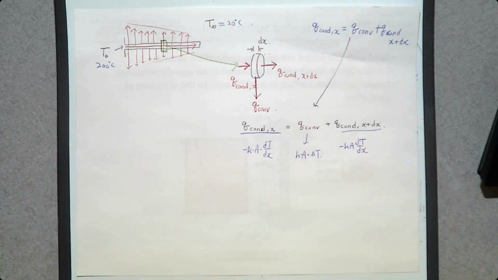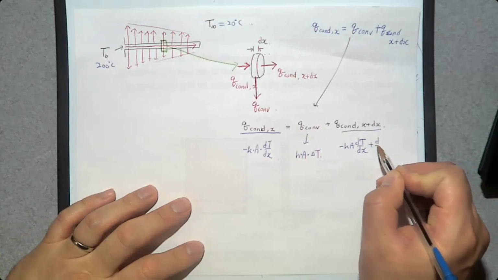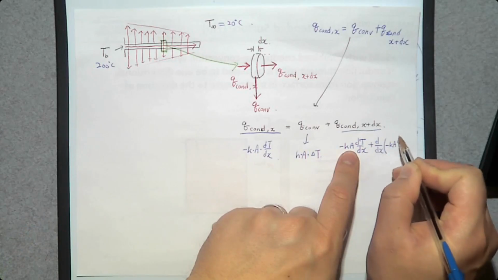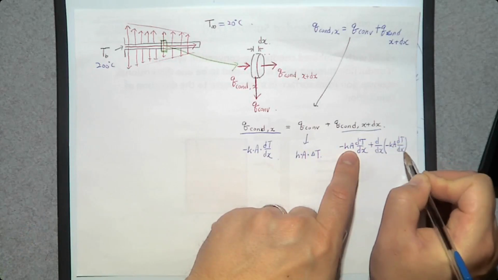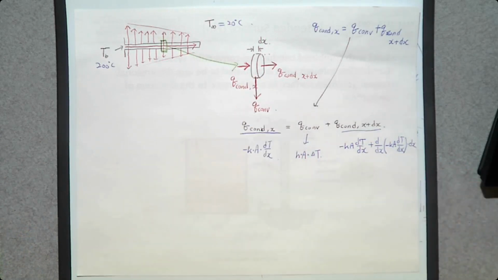Do you know how to determine the second term of the Taylor series? That's simple. This is x direction. So the first derivative of this with respect to x times the distance dx is going to be the second term. So we have d over dx of this one, minus kA dT over dx, times the distance, the thickness of this one, dx. Okay?